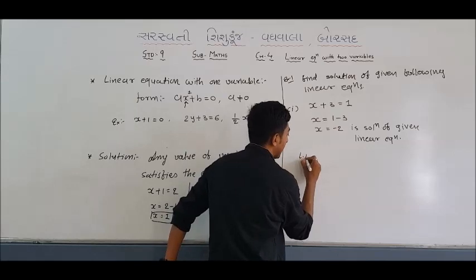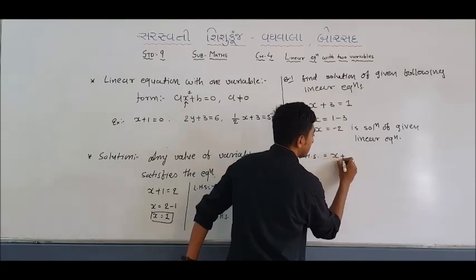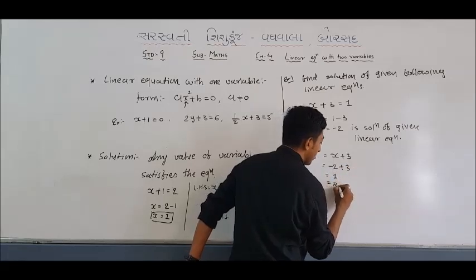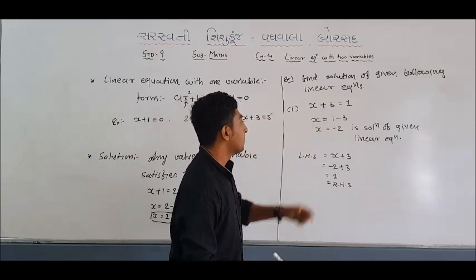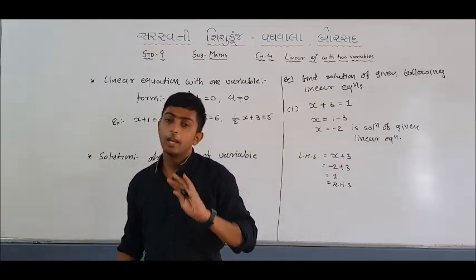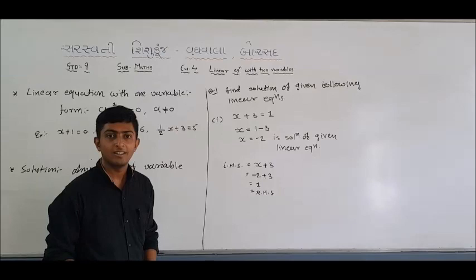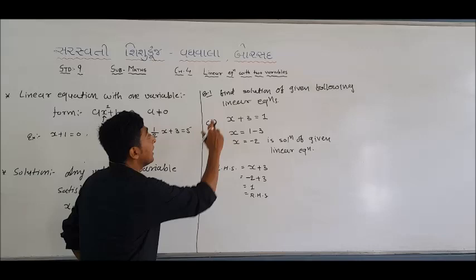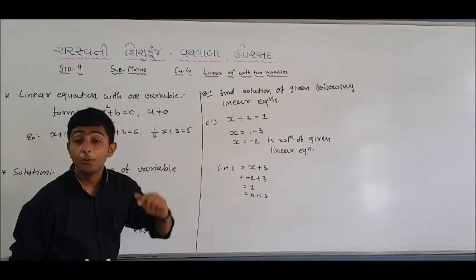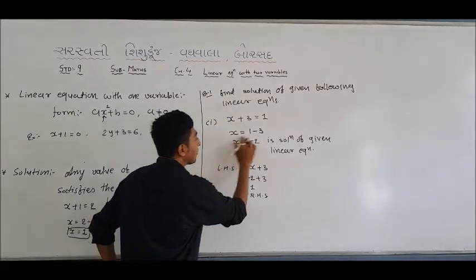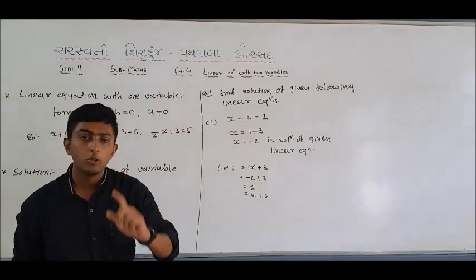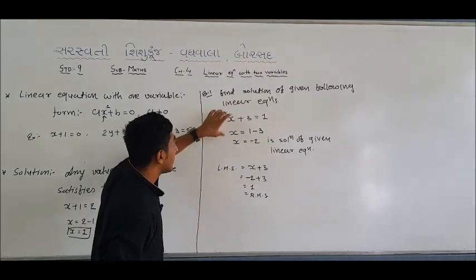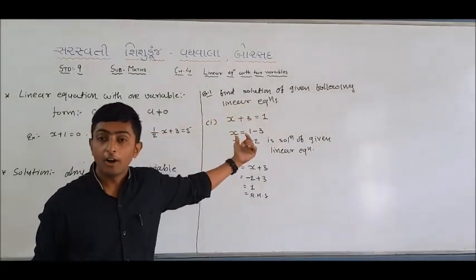So what is LHS? LHS equal to x plus 3, that is minus 2 plus 3 equal to 1, equal to RHS. That means x equal to minus 2 is a solution of the given linear equation. Friends, for the conclusion, we can say that a linear equation with one variable has a unique solution. Unique solution means x equal to minus 2 is the only solution that satisfies the given equation. There is no other value that satisfies the given equation.